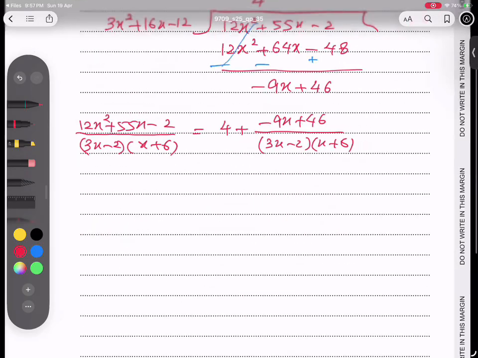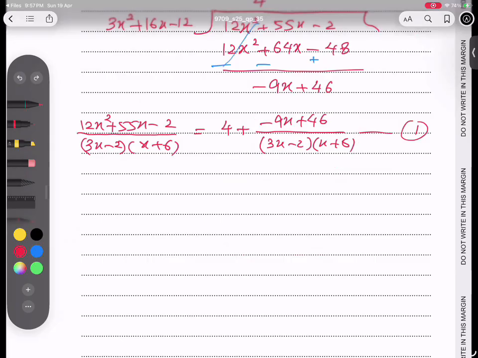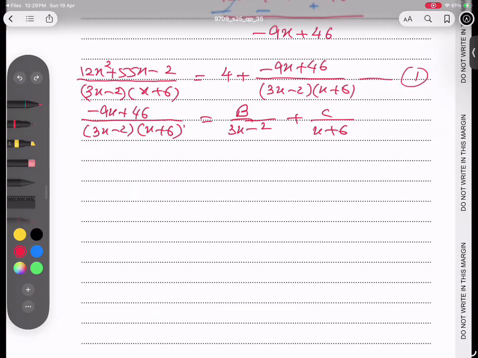I call this equation number 1. I will take this part only. Now I'm assuming negative 9x plus 46 divided by 3x negative 2 and x plus 6 is basically equal to b over this factor, because the power of x is 1, so I'm writing b only, and c over the other linear factor. So multiply with this, this will cancel out, and we get a negative 9x plus 46.